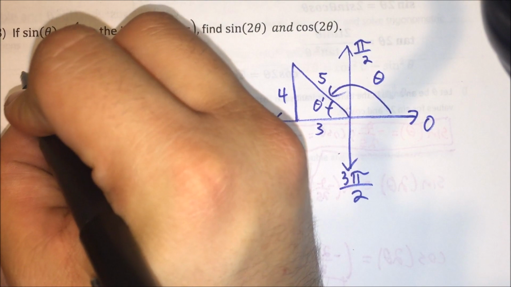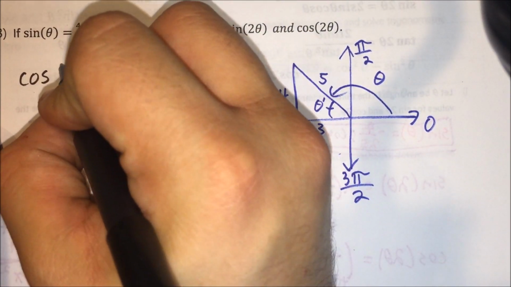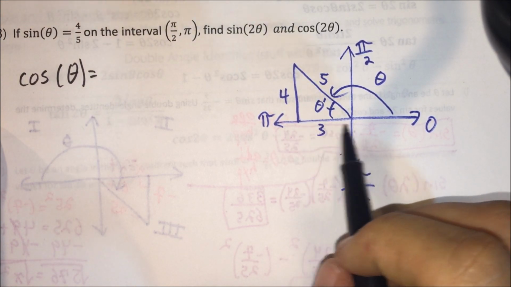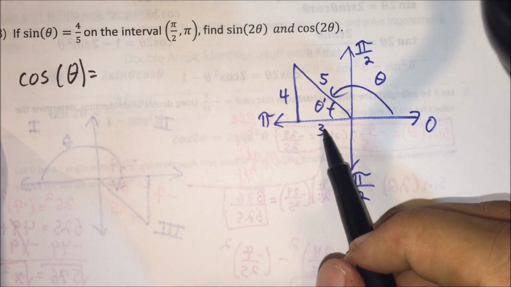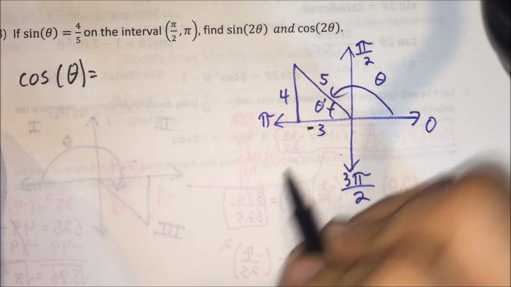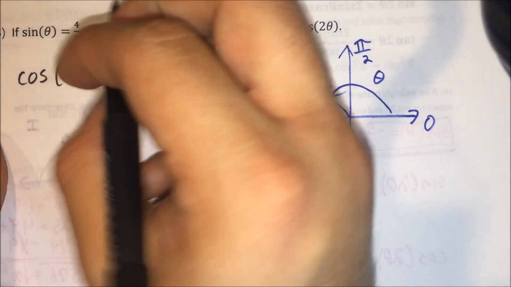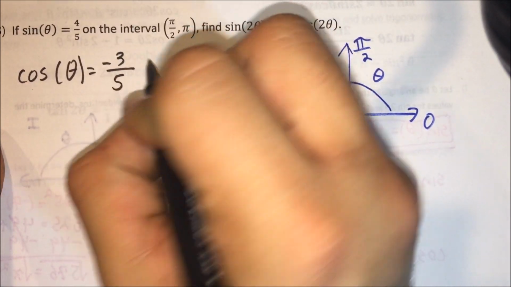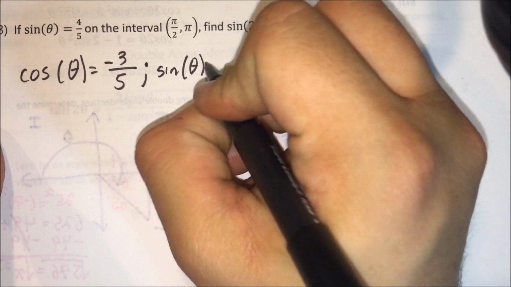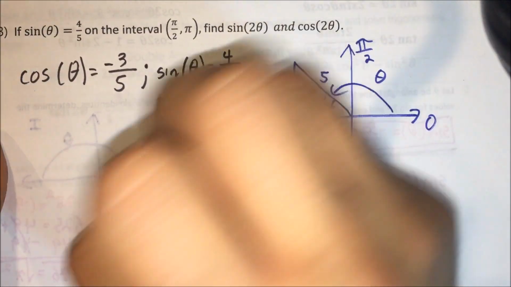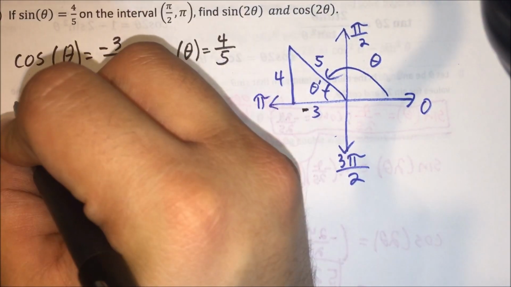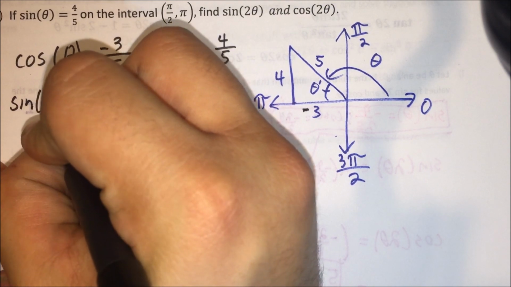So cosine is adjacent over hypotenuse, but be careful here because look at what's going on. It's to the left of the y-axis. So this is not just 3, is it? Hopefully you noticed that. This is actually negative 3. So when we make cosine, we're going to say negative 3 over 5. Sine, we're given in the problem, is 4 over 5. Okay, so then we just want to find sine of 2 theta and cosine of 2 theta.